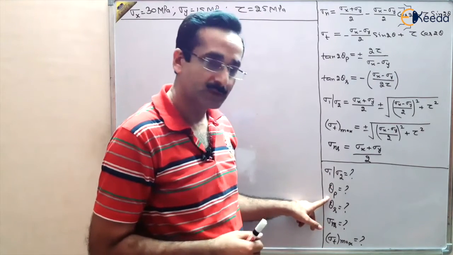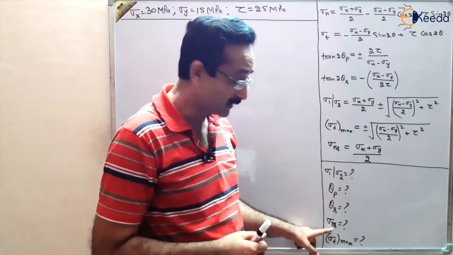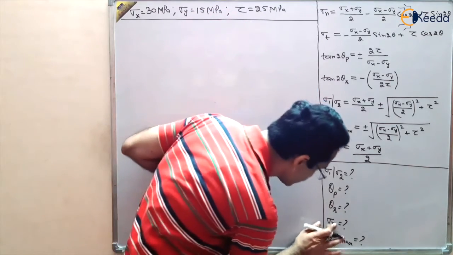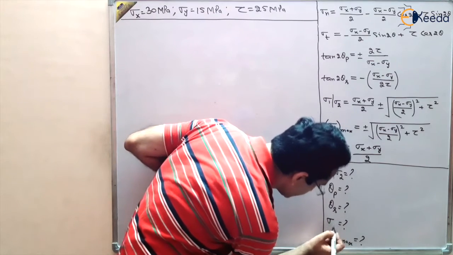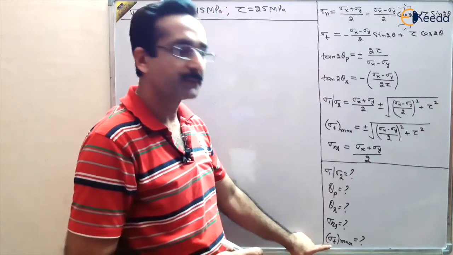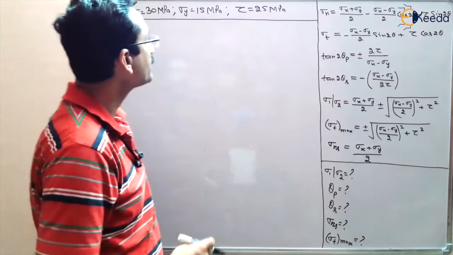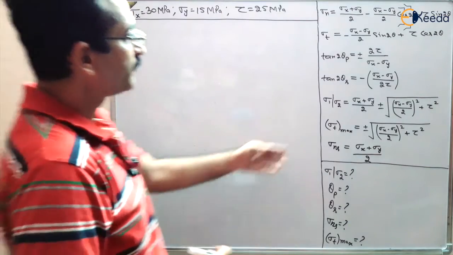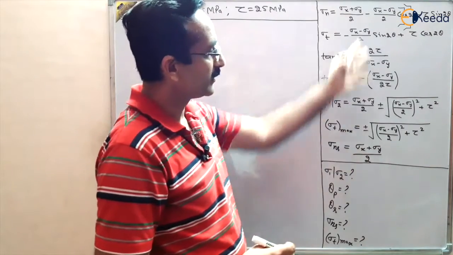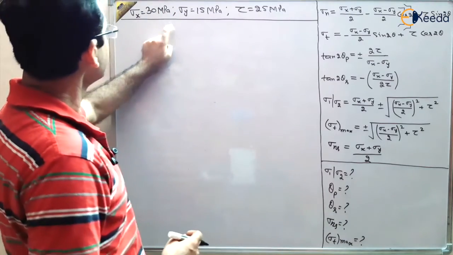The plane of principal stress, the plane of maximum shear stress, and sigma ns. Ns means the normal stress at the plane of maximum shear stress, and the maximum shear stress. This we have to calculate. We have ready-made formulas that we will use where required. So let us draw this stress element first.